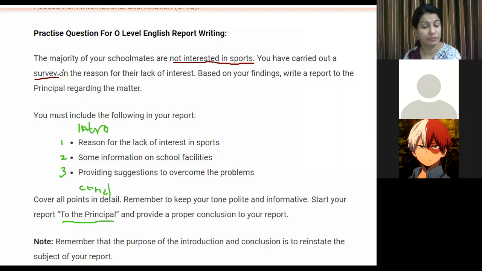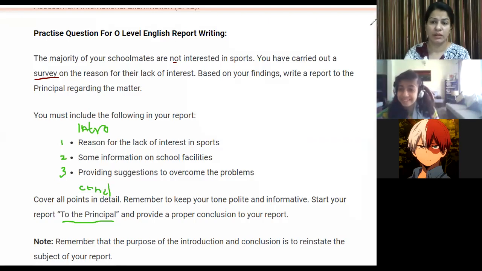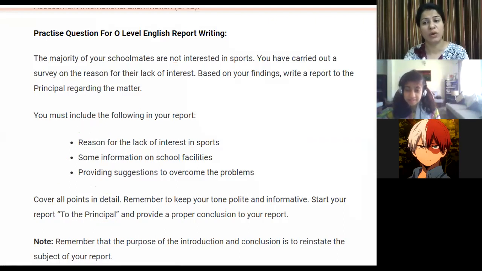What else? Reason? Yes, Hamail. Yes, better. What else could be the reason? Then we'll be short of time. Okay, someone just gave me something in the chat. Lack of school facilities, that will come in some information on school premises. Lack of school facilities again will be part of your second point. Some information on school facilities.